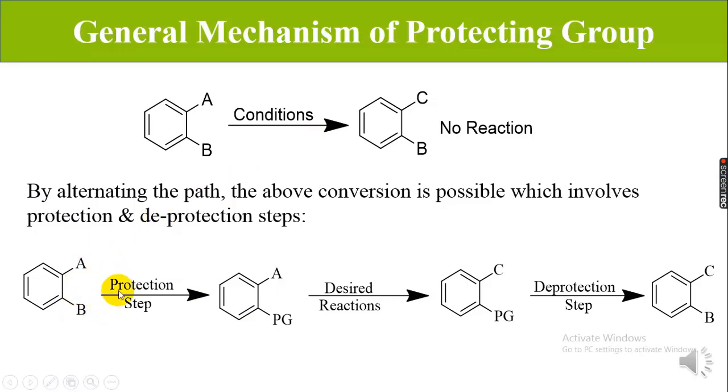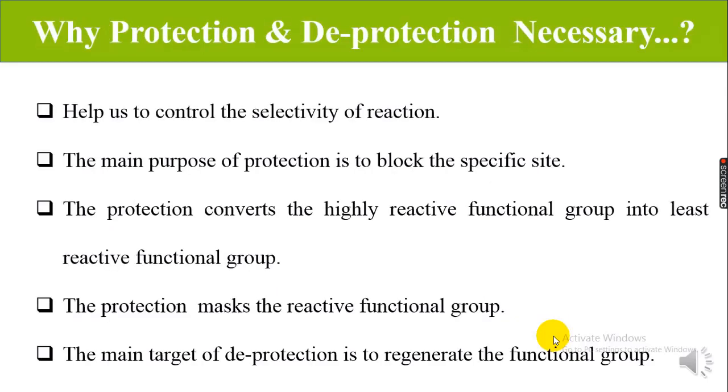Here, with A and B, first we will do the protecting step, in which we protect B, and PG is called a protecting group. After protection, the desired reaction will only happen at position A, and after the desired reaction we convert A into C. When our reaction is complete, we will do the deprotection step, and then again the protecting group is removed and the original group is introduced. So in this way we can produce our required organic compound.